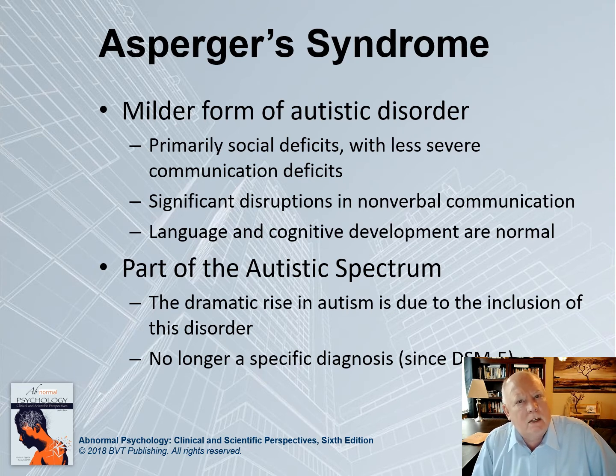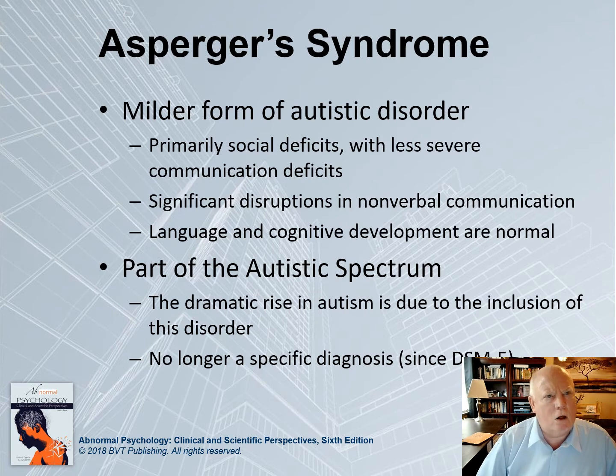Language and cognitive development in Asperger's syndrome, however, are not affected. They are at least normal, in some cases well above normal. Now, we only recently realized that this much milder syndrome is part of the autistic spectrum. And there's a variety of reasons why we realized it. And I'm going to talk about several, not all of them, in later slides.